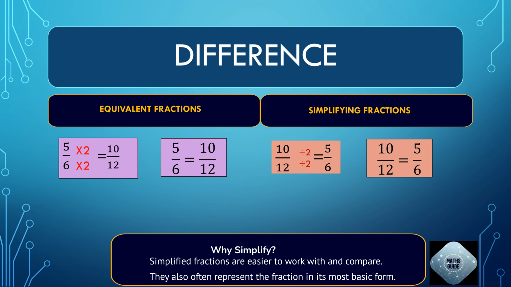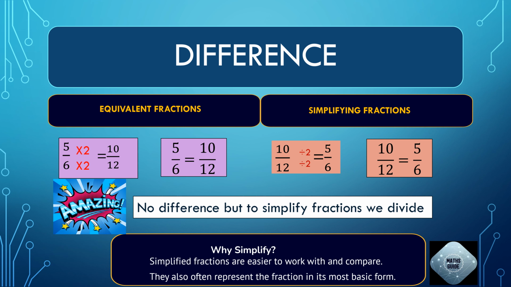What did you notice? Yes, there is no difference. Actually, both are methods of finding equivalent fractions. But for simplification of fractions, we cannot multiply, we have to divide to reduce fractions to lowest term.